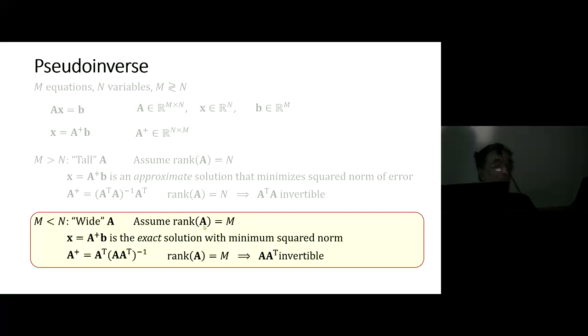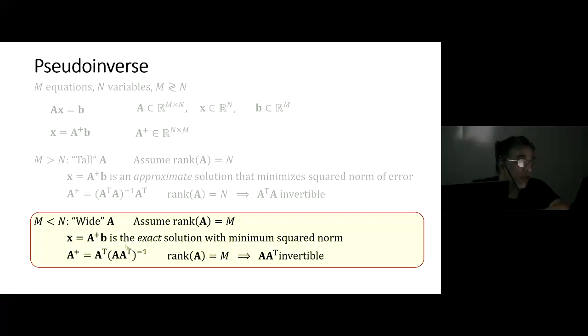Now, when m is less than n, then we say that A is a wide matrix, in which case the rank of A cannot exceed m, the lower of the two. We assume that the rank of A is m. In other words, A is a full row rank matrix or full rank matrix. Again, the solution is x equals A pseudo-inverse B, but this time it is the exact solution. And here, A pseudo-inverse is A transpose times (A A transpose) whole inverse. The rank of A is m, correct? Since m is the smaller of the two.